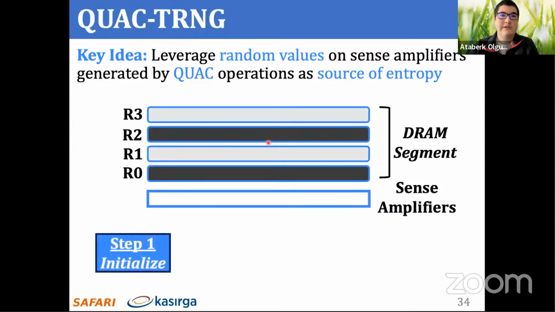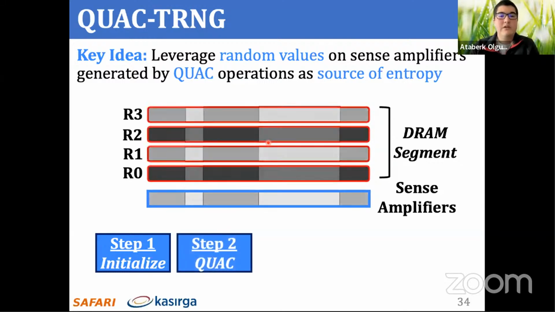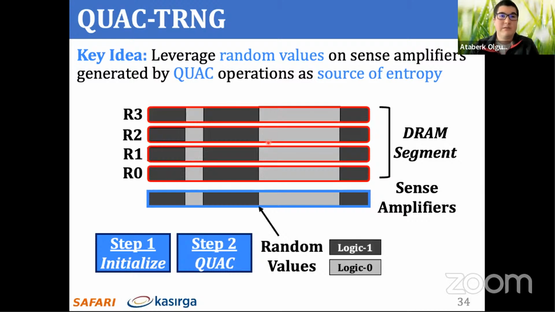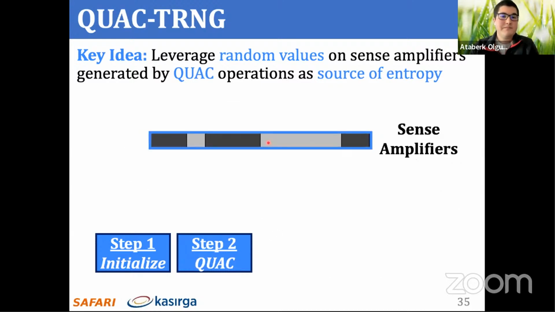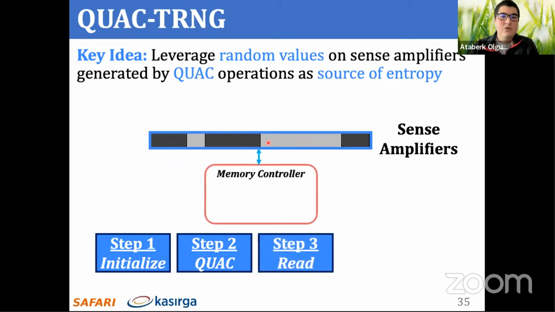First, it initializes the DRAM segment using a predefined data pattern. In this example, we will fill the odd address rows with all zeros and even address rows with all ones. Second, it performs a QUAC operation to generate random values on DRAM sense amplifiers. At step 3, it reads the random values on the sense amplifiers to the memory controller.